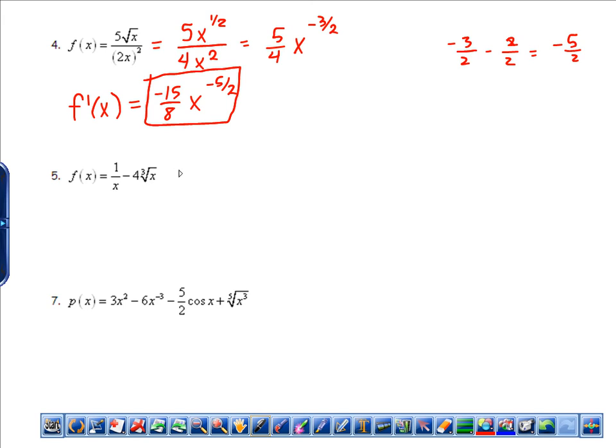All right, number 5, we need to rewrite 1 over x as x to the -1. How would I write the next one? What would the power on x be? 1/3. So then I'm finding f prime of x equals -1, or just negative, times x. 1 less would be -2. All right, 1/3 times -4, that's -4/3 x. 1 less, I'd be subtracting 1. That's going to give me -2/3.